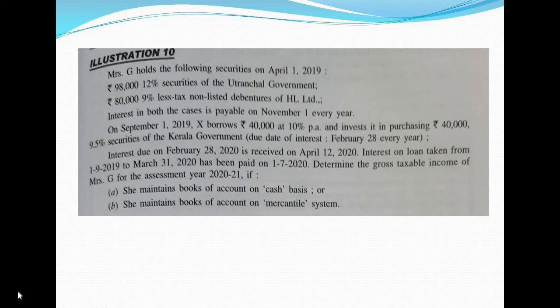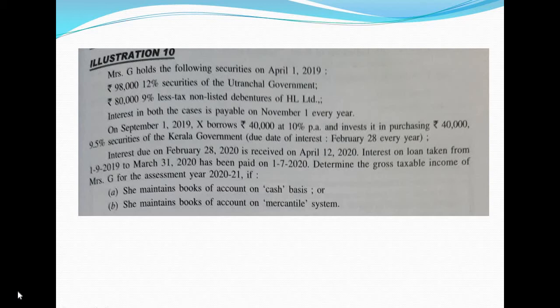Now you have to listen here carefully. The investment in the Kerala government security is made on 1st September 2019 because you bought it from the bank. Since no date has been given, it will be assumed that the investment has been made on the same date on which the loan was borrowed. So the investment has been purchased on September 1st 2019 and the due date of interest is February 28 every year. Now listen carefully.